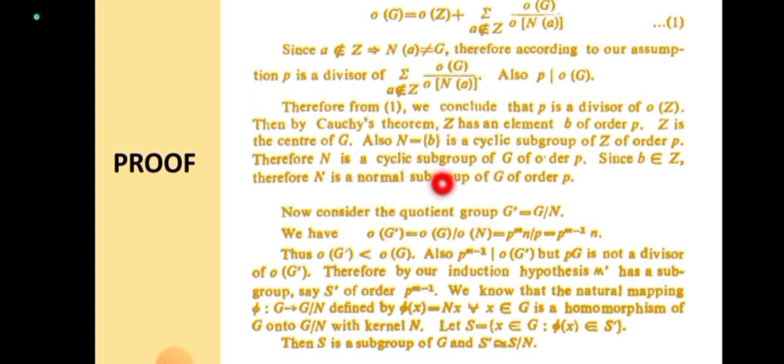a cyclic subgroup of Z of order p. Therefore, N is a cyclic subgroup of G of order p. Now, since N is contained in Z, therefore, N is a normal subgroup of G of order p. Now consider the quotient group G dash equal to G by N. So, we have the order of G dash equal to the order of G divided by the order of N, which is equal to p to the power m into n upon p, equal to p to the power m minus 1 into n. So, the order of G dash is less than the order of G. Also, p to the power m minus 1 divides the order of G dash.